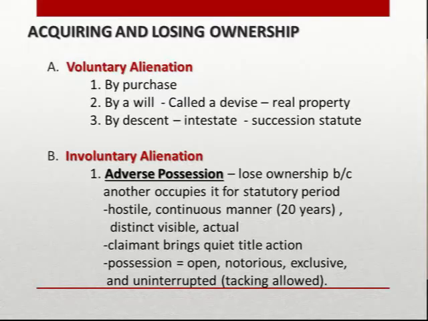Involuntary alienation. So, the three examples, or three ways you can voluntarily transfer, is by purchase, and that's what we're going to deal with in the real estate world. By a will, I can transfer property because it's inheritable, so I can transfer it by a will. How I do that is through what's called a devise. A devise is how I transfer real estate or real property.